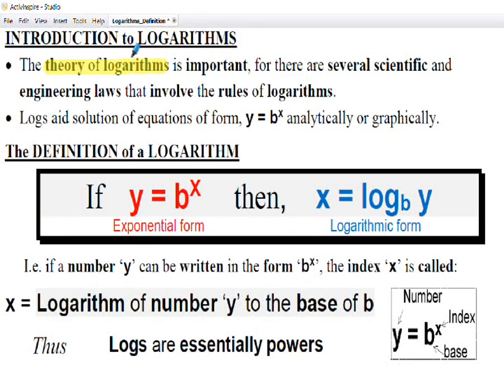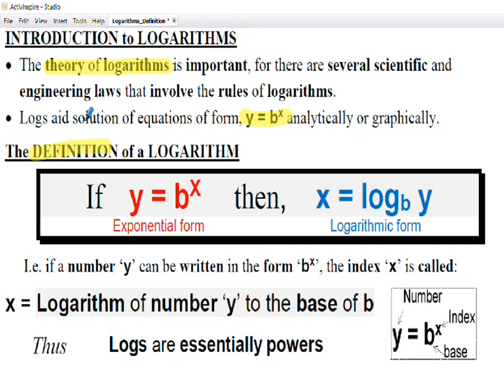The theory of logarithms is very important to both scientific and engineering work, and the definition and the laws of logarithms are particularly important in solving certain types of problems. In this presentation we look at the definition of a logarithm. In future presentations we'll look at the laws of logarithms. Logarithms help solve problems in the form y equals b to the x, and those are the kind of problems we'll be looking at in this presentation.